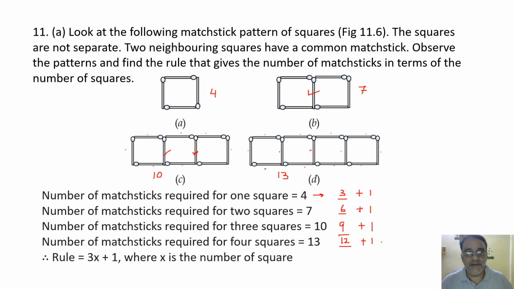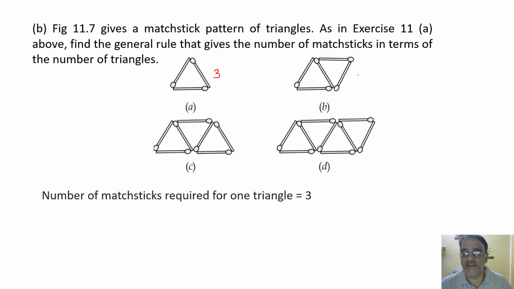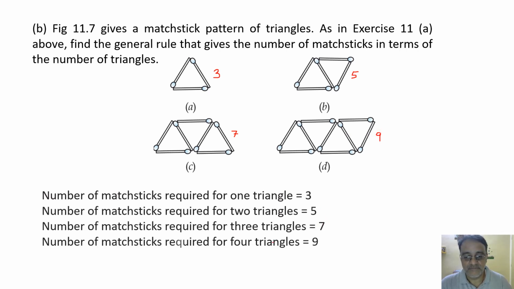Okay. So, now we are moving toward part B. Figure 11.7 gives a matchstick pattern of triangles as in exercise 11a. 11a we did just above. Find the general rule that gives the number of matchsticks in terms of the number of triangles. So you tell me how many matchsticks are required for one triangle? 3. Right. For two triangles? 5. Right. And for three triangles? 7. Right. And for four triangles? 9. Okay, fine.